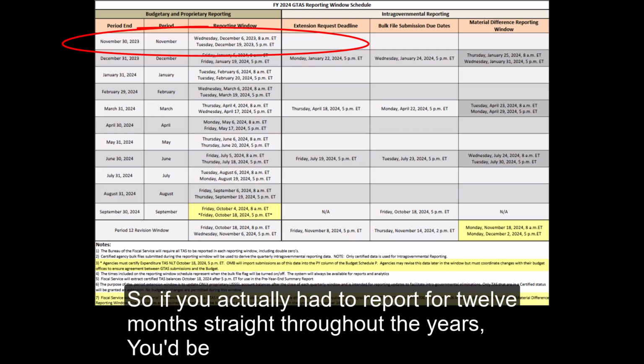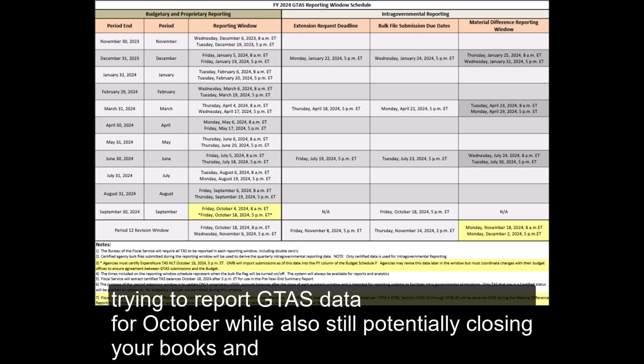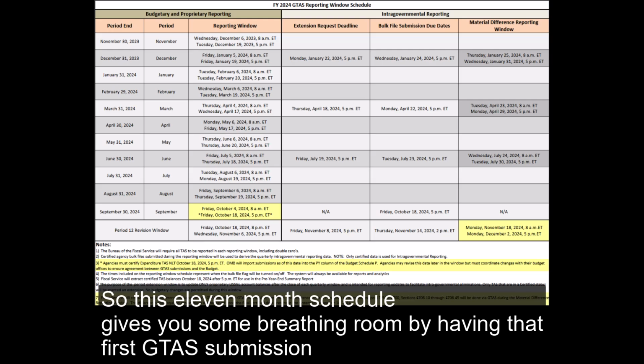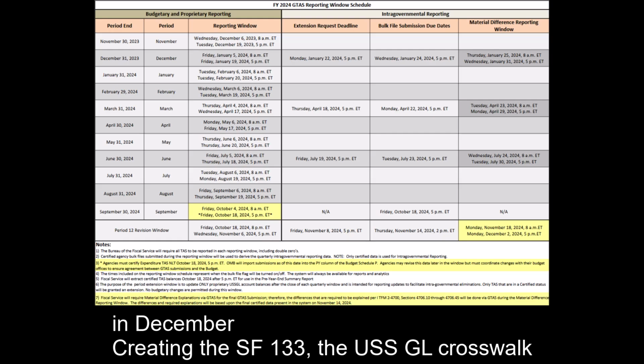So if you actually had to report for 12 months straight throughout the years, you'd be trying to report GTAS data for October while also still potentially closing your books and doing financial reporting for the prior fiscal year. And that would be a mess. So this 11-month schedule gives you some breathing room by having that first GTAS submission in December.